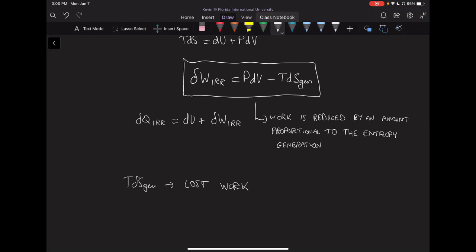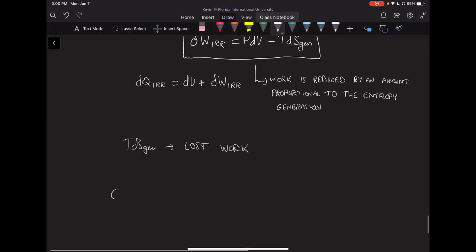Okay, and that means that if we look at a control mass system, which is a closed system, we can say that S2 minus S1 is equal to the integral from 1 to 2 of dS, which is equal to the integral from 1 to 2 of dQ over T plus S generated from 1 to 2. Okay, this is our entropy balance essentially.